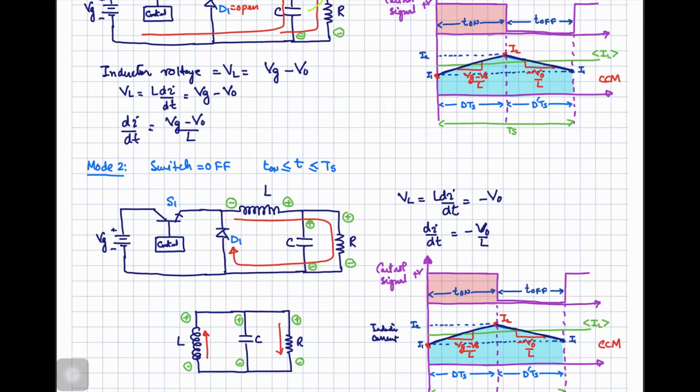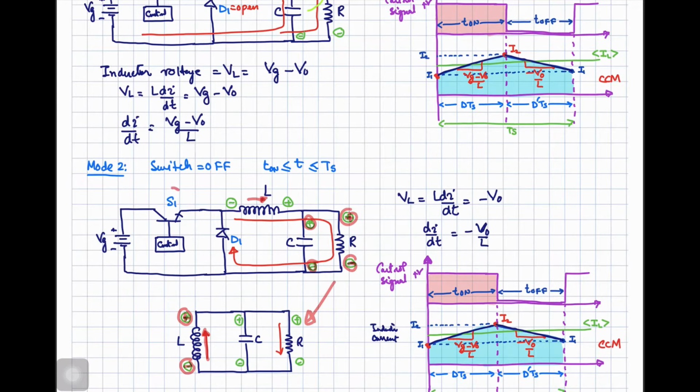Direction of the current in the inductor is like that, it is going to flow like that. So just indicate it over here. The current is going to flow from the negative terminal towards the positive terminal inside your inductor, and the capacitor voltage is indicated like that, and similarly the load voltage is indicated plus minus over here, right? So we have this equivalent circuit in the second mode of operation.